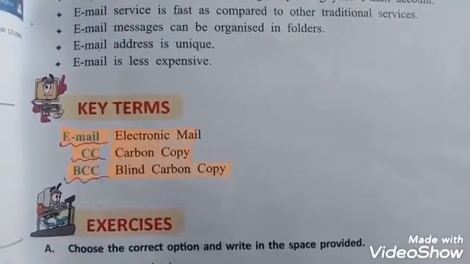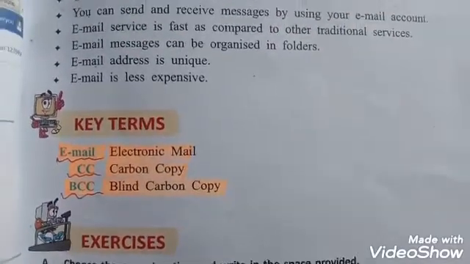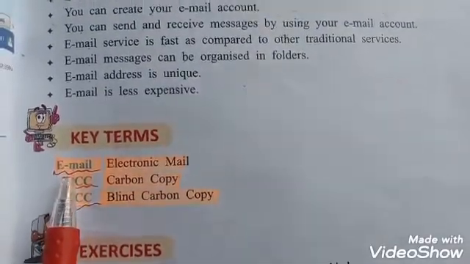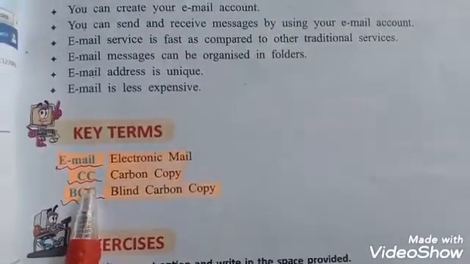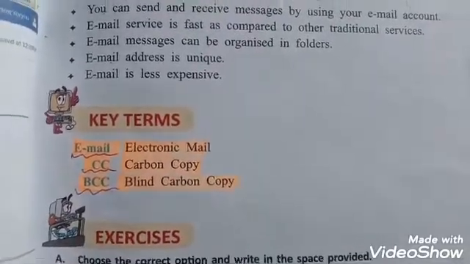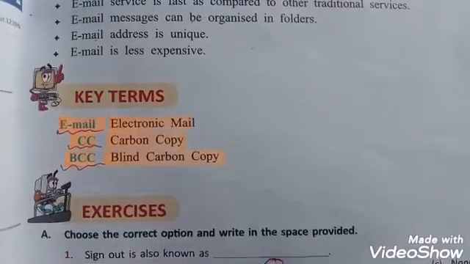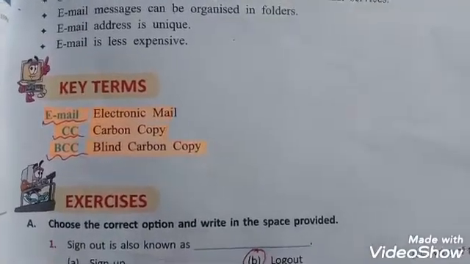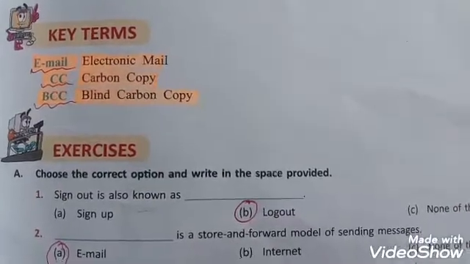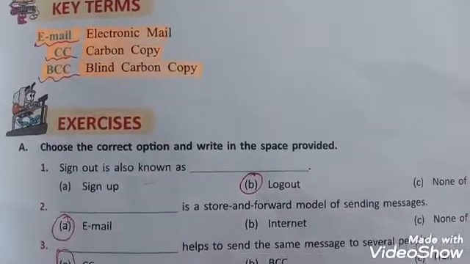This is the exercise of chapter number 2. Students will highlight these key terms and learn them. First key term is email, second is CC, last one is BCC. Now we are going to start the exercise. Students will solve this exercise by yourself, otherwise tally this exercise with your solved exercise.